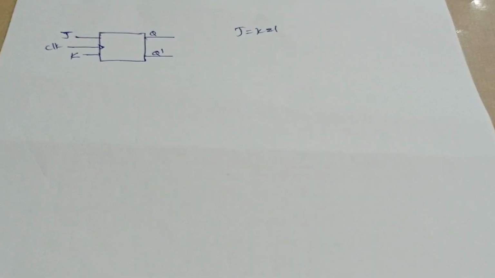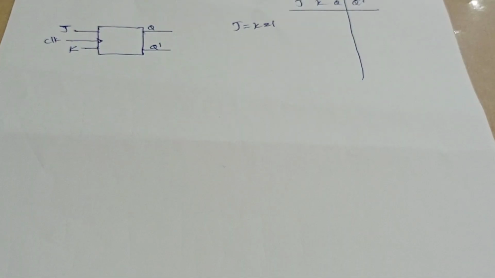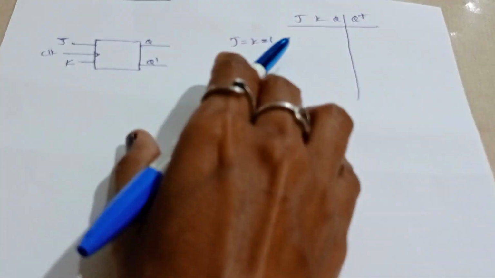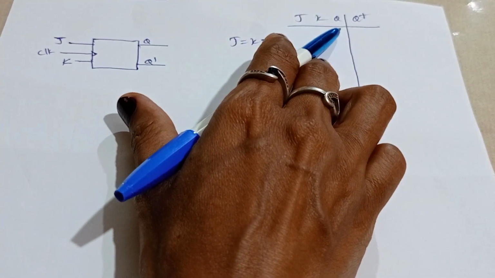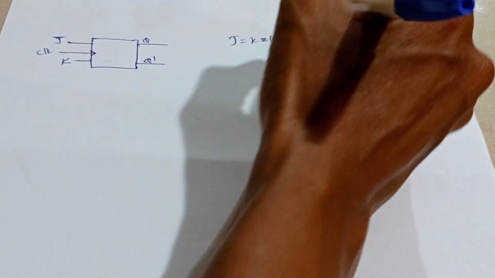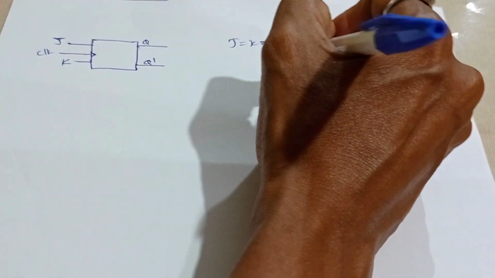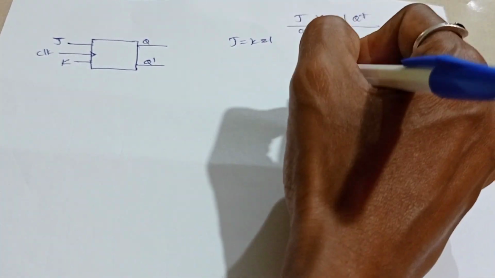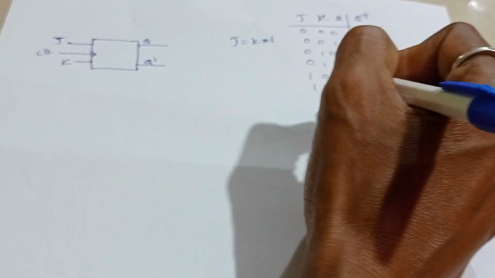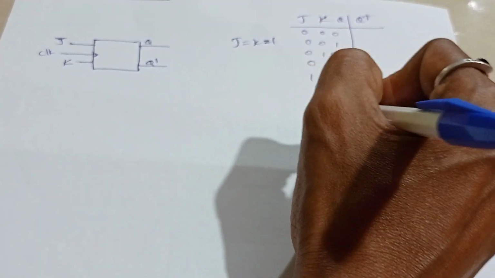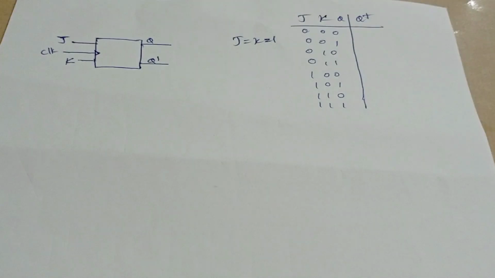By the truth table, all the combinational values for J, K, Q and the next state Q plus are: 0, 0, 0, 0; 0, 0, 1, 1; 0, 1, 0, 0; 0, 1, 1, 0; 1, 0, 0, 1; 1, 0, 1, 1; 1, 1, 0, 1; 1, 1, 1, 0. Now we'll see the output.